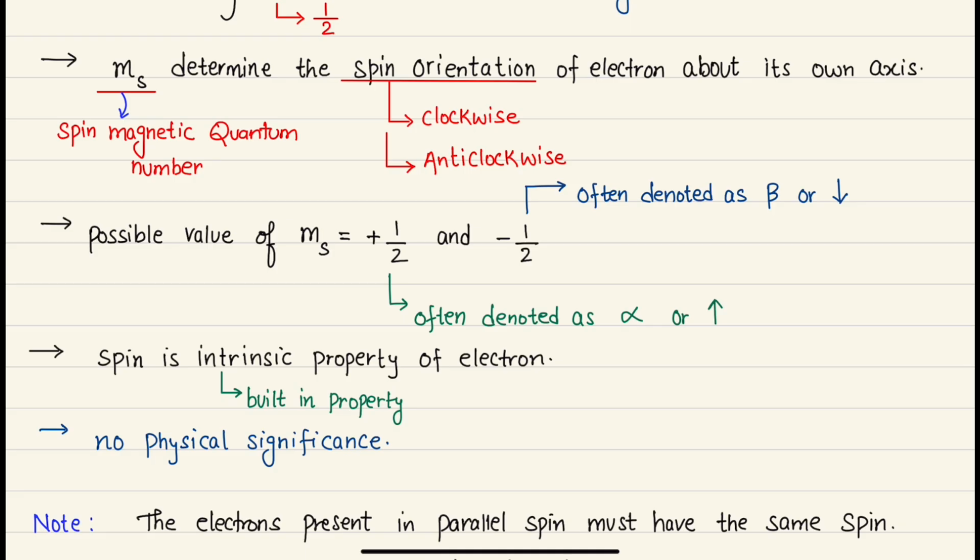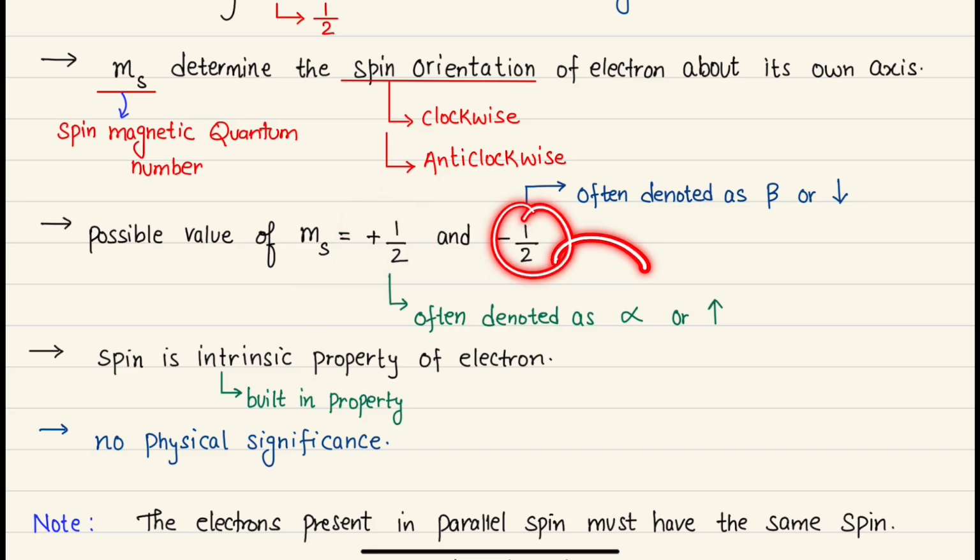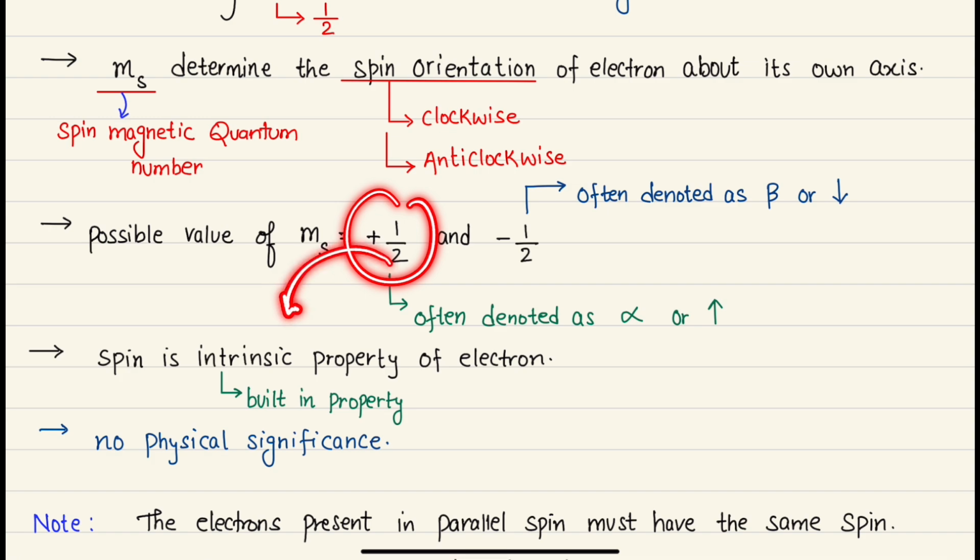Plus half and minus half, and this plus half we generally consider as alpha, or we give the sign of an upward arrow, and this is your minus half, often denoted as beta, or like a downward arrow. And we can also say in terms of directions, this plus half can be clockwise or anti-clockwise, and this minus half can be clockwise or anti-clockwise. Okay, so if you choose plus half as clockwise, then you have to choose minus half as anti-clockwise. Understood, no? And suppose you are choosing plus half as anti-clockwise, then automatically you have to choose minus half as clockwise. Understood, right? And vice versa. So no confusion should be there in this ms value, right?